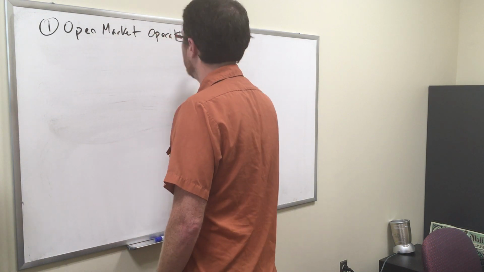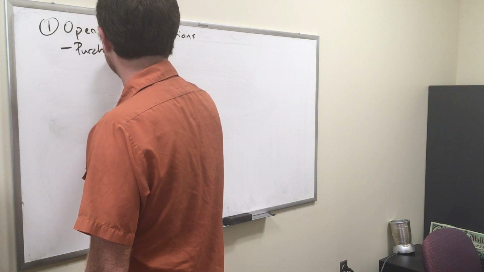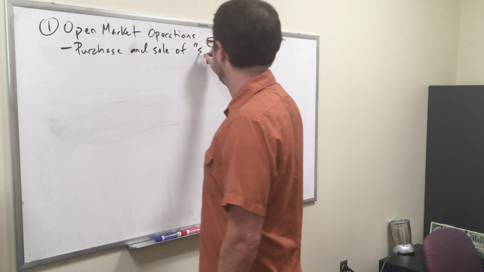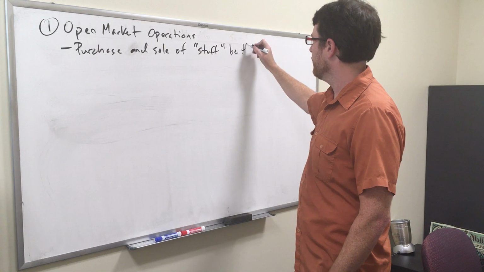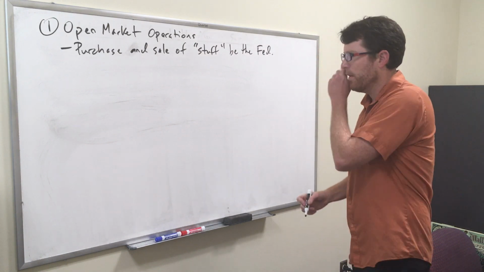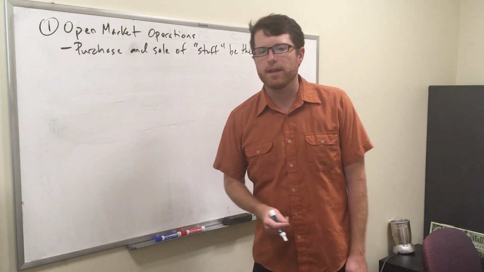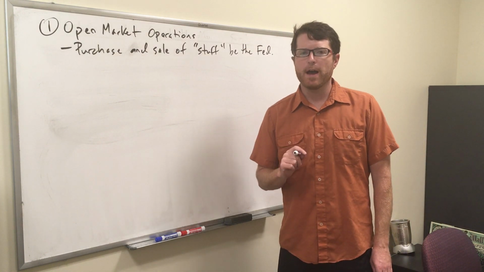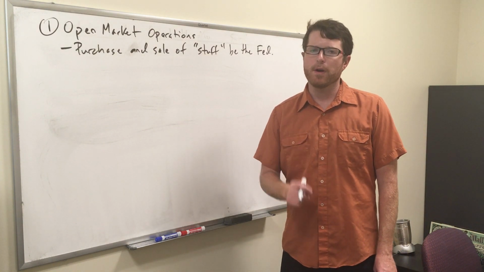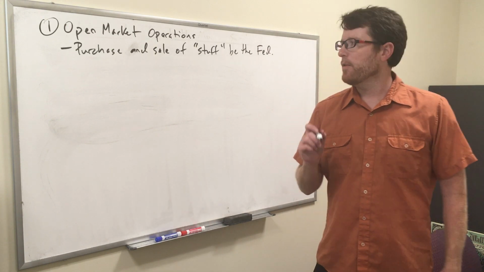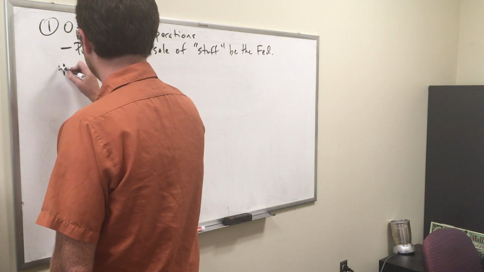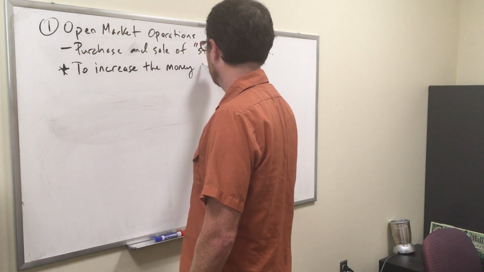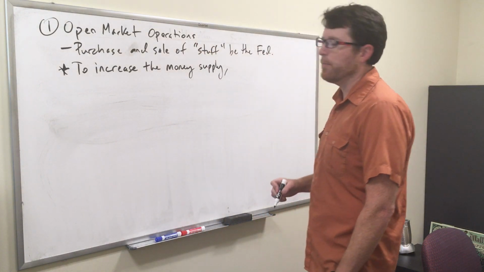All right, open market operations. This is the purchase and sale of stuff by the Federal Reserve. And I use the generic term stuff there because it can be anything. This is when the Fed buys or sells anything. When the Fed buys or sells anything, it changes the money supply. If the Fed wants to increase the money supply, then the Fed makes open market purchases.